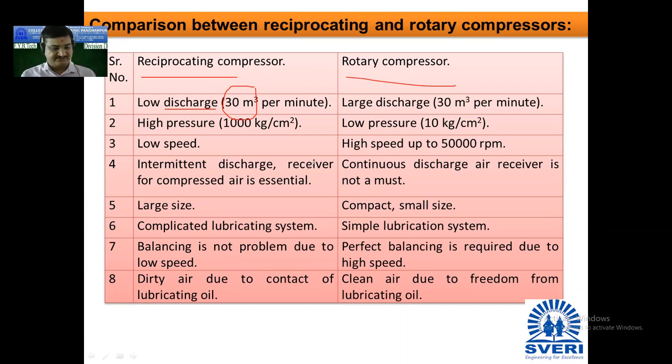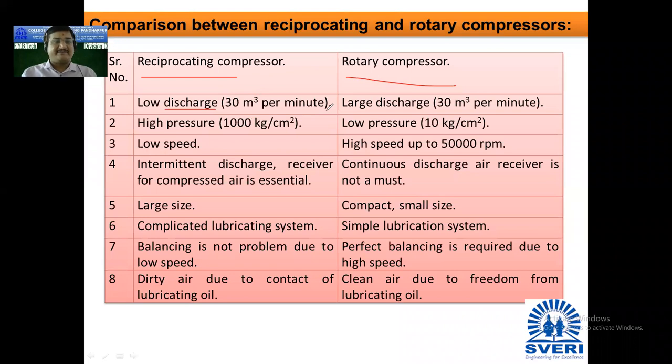Meter cube is the unit of what? Volume. Absolutely correct, it is the volume. So 30 meter cube per minute of air you can get as a discharge from the reciprocating compressor.